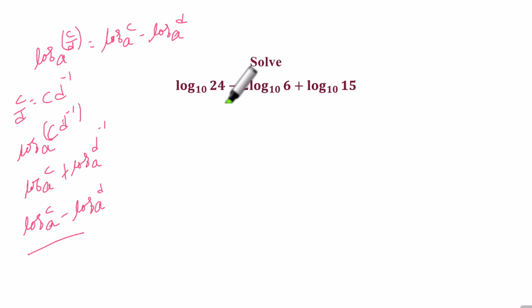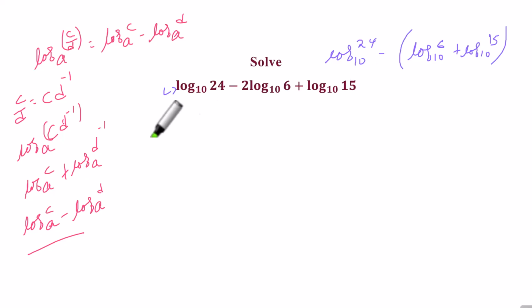Yes. So here there is a minus, so we should use division. Here is a sum, so we should use product. There is a difference between this one and this one. You can do for this one logarithm of 24 in base 10 minus logarithm of 6 in base 10 plus logarithm of 15 in base 10. Let's do for this one and you can do for this one.